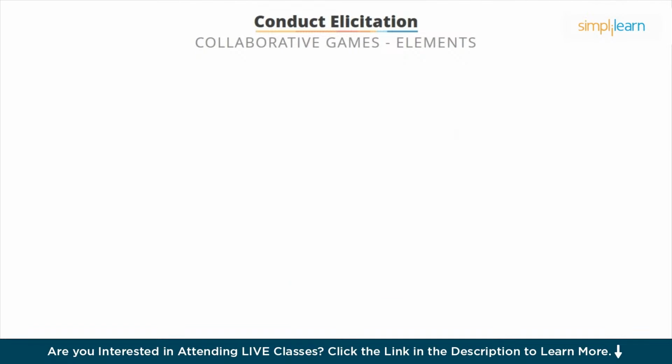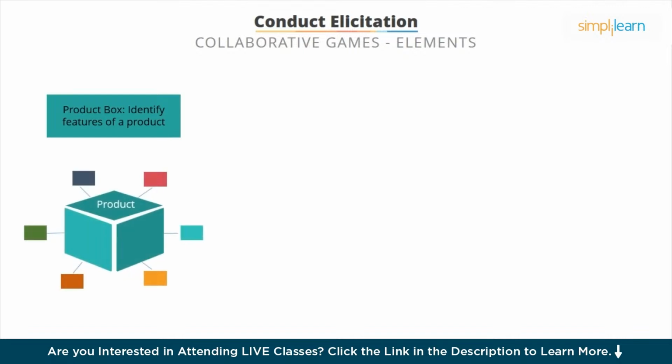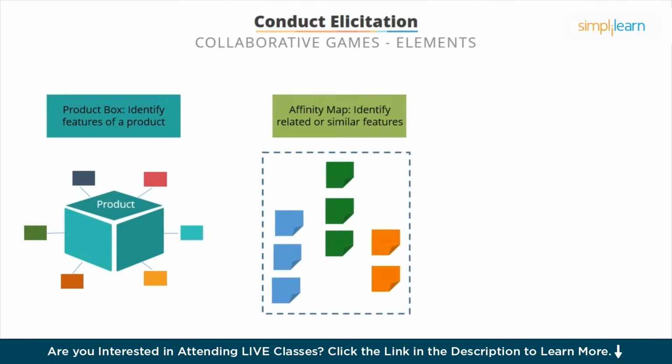In this example of a game, the product box is used to identify features of a product. The participants construct a box and identify the features of a product. The affinity map is used to identify related or similar features or themes. Participants write down features on sticky notes and put them on the wall. Thereafter, similar features are grouped.